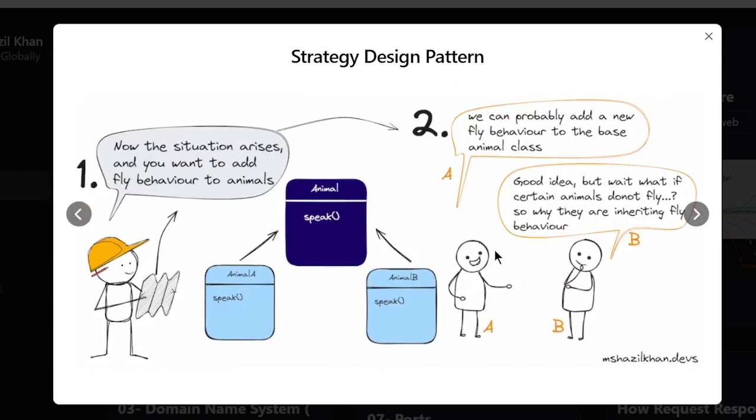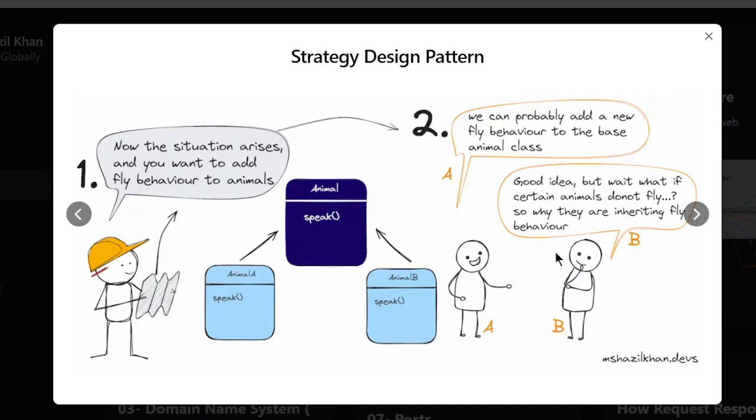In this slide, you can see there's a person with a yellow cap, and he has some document, maybe a software requirement specification document, and he is reading it. Above, it is written that now the situation arises where you want to add the fly functionality to the animals. Say you are developing a game or some software, and you want to enhance the functionality of the animals by adding fly functionality. So how can we approach this problem?